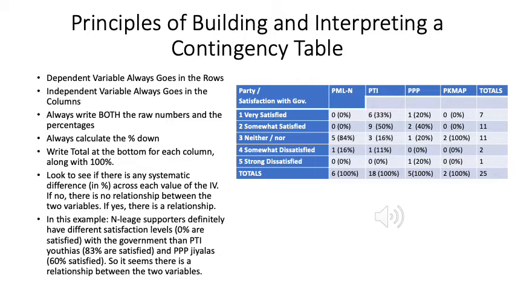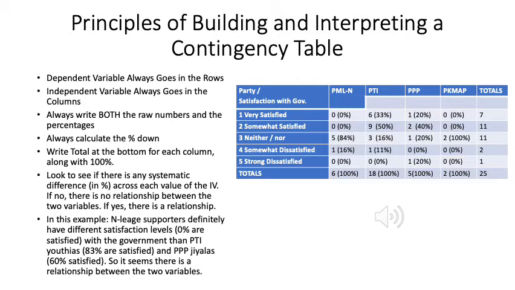Then you calculate the percentages down. In order to do that, you should have the totals, a totals row at the very bottom, totaling the total of each value of the independent variable. So you calculate the percentage down. You always calculate it down. Once you've calculated the percentages, you look to see if there's any systematic difference in percentage across each value of the independent variable. So you calculate the percentage down and you compare it across.